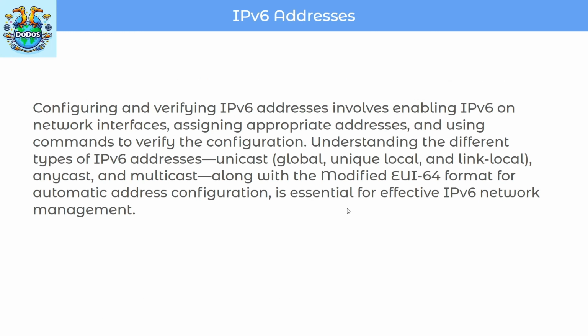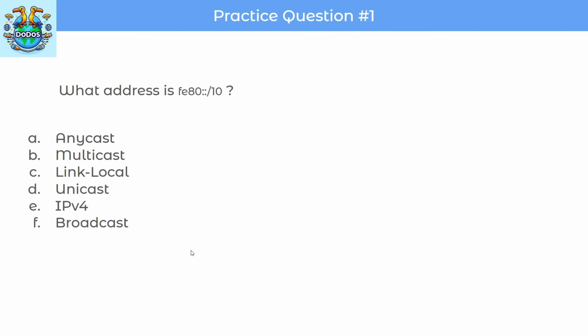So configuring IPv6 addresses and verifying them involves enabling IPv6 on network interfaces, assigning appropriate addresses, and using commands to verify the configuration. Understanding the different types of IPv6 addresses, which are unicast, anycast, and multicast, along with the EUI-64 format, is essential for effective IPv6 network management.